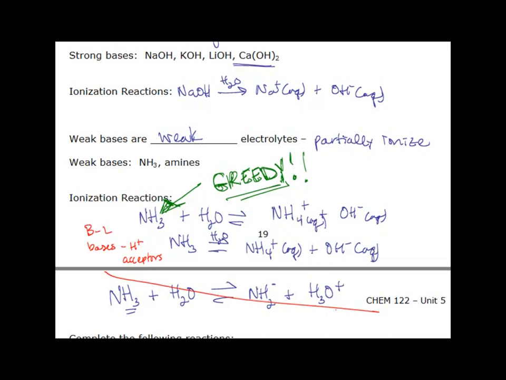So whenever you see a nitrogen, think mean and greedy. It's going to grab a proton from wherever it can get it. If it's water, if it's HCl, it's mean and greedy. It wants protons.